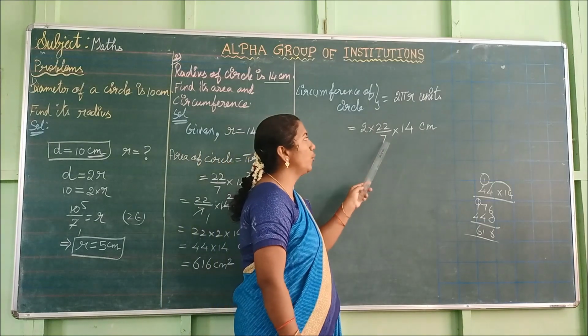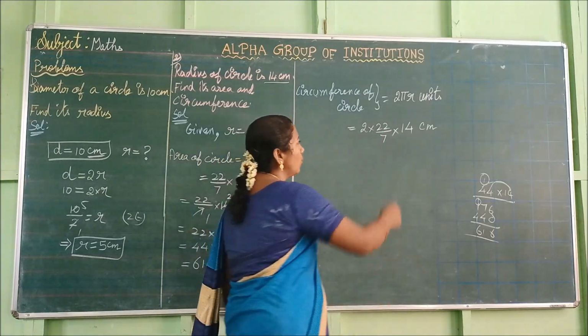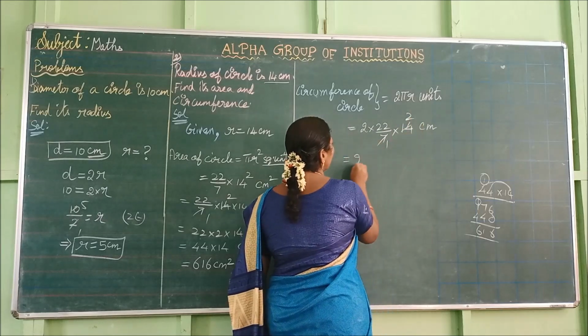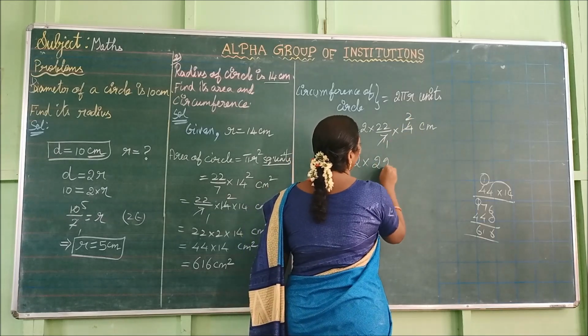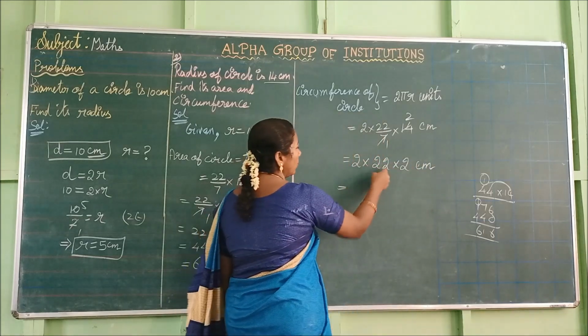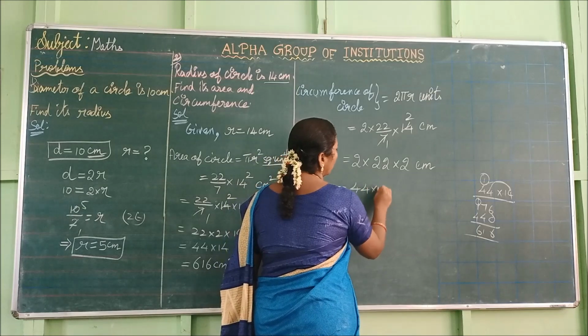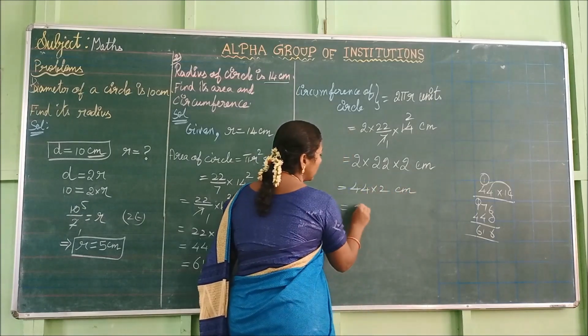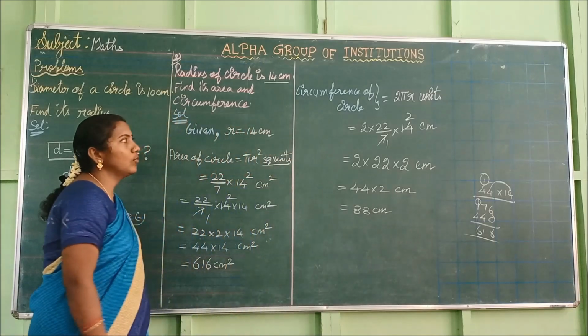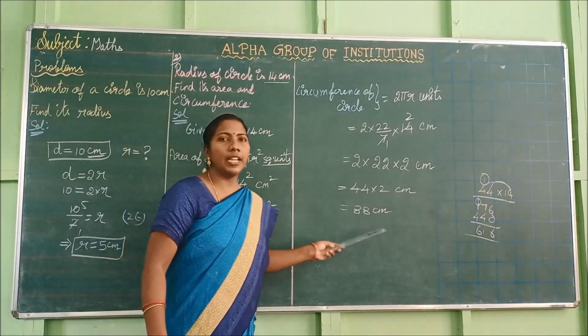2 into 22 by 7 into 14. We have to cancel the 14 by 7. 1 7 is 7. 2 7s are 14. So 2 into 22 into 2 centimeter. So 2 into 22, 44 into 2 centimeter, which is equal to 88 centimeter. Thus we have found out circumference of the given circle is 88 centimeter.